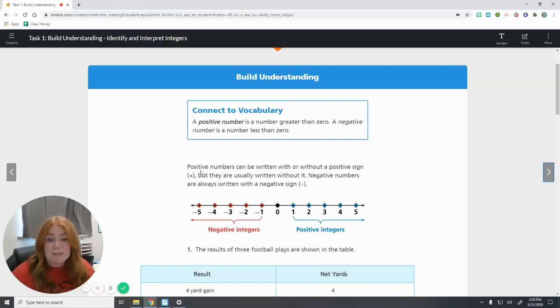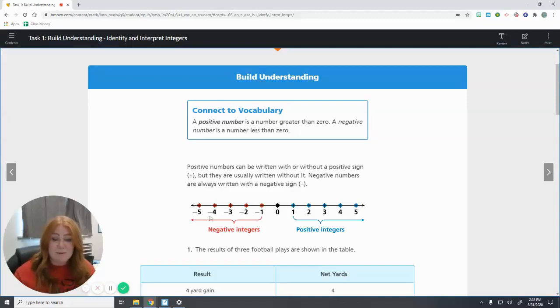So positive numbers can have the plus sign, or it can just be by itself without it. Negative numbers always need that negative sign though. So when you have a negative number, you have to put that negative sign to identify it. A positive, we just know is positive, even if it doesn't have that there.